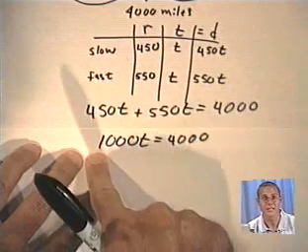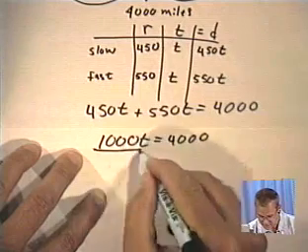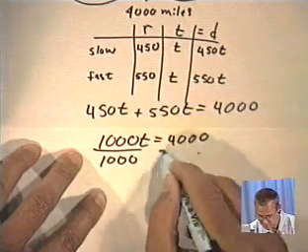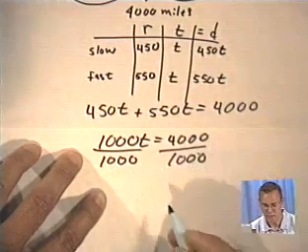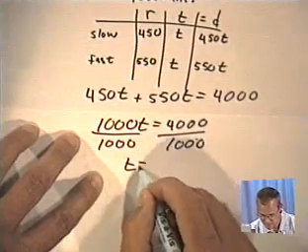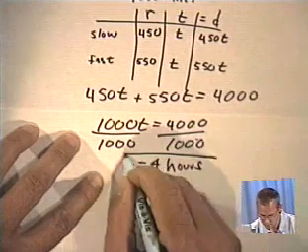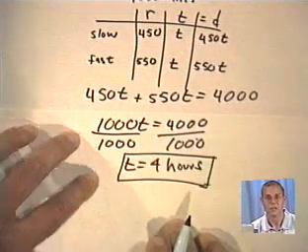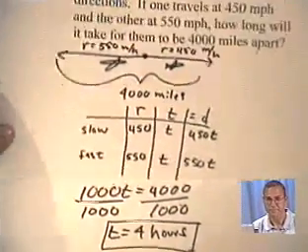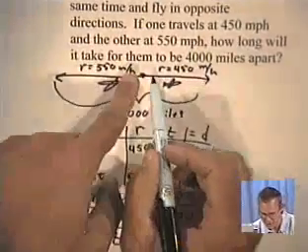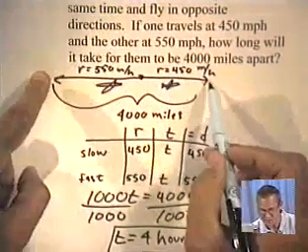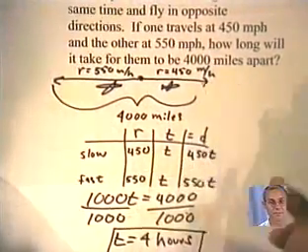We get 1,000t equals 4,000. Divide both sides by 1,000. So t equals 4. So what did we find out? Well, it's going to take 4 hours for these planes to be 4,000 miles apart from each other.